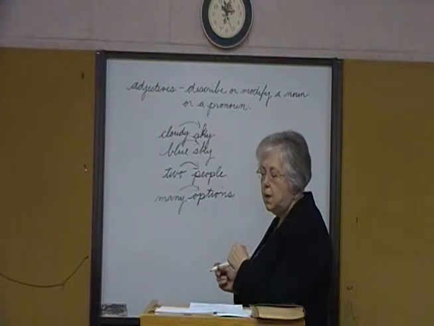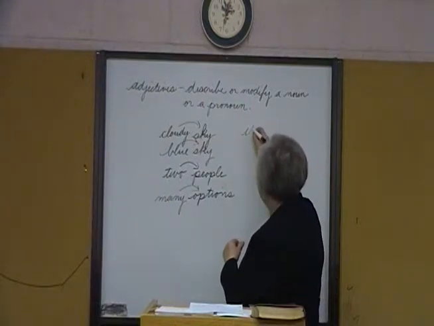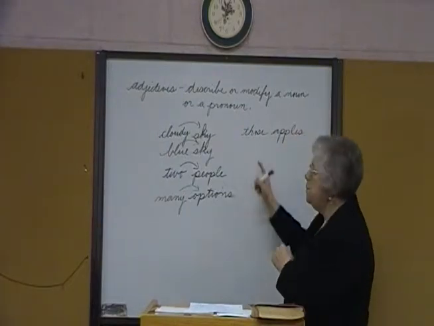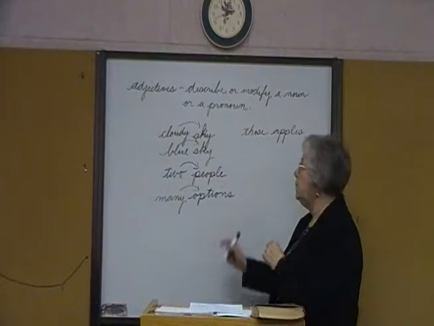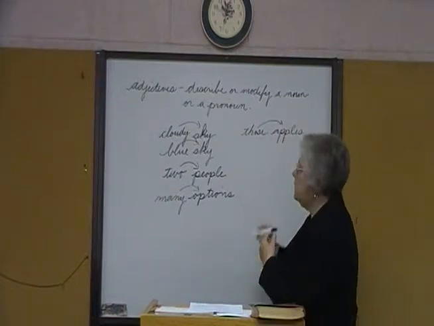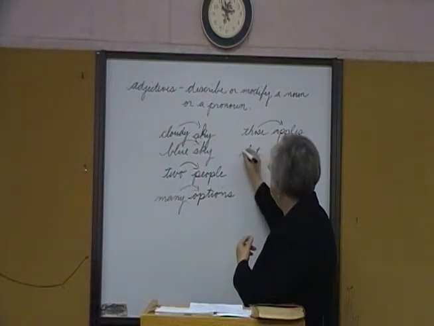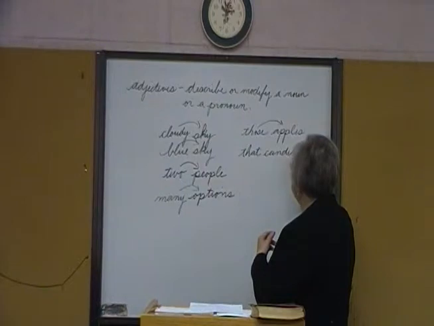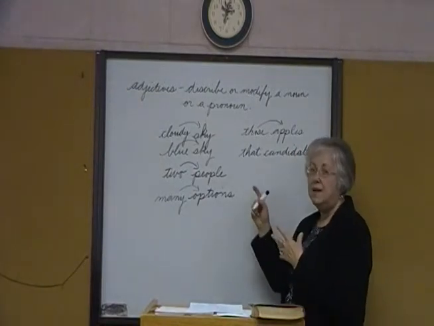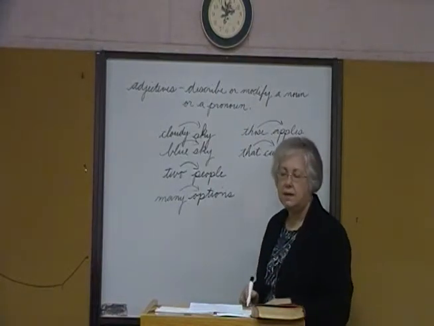Other examples of pronouns that can be used as an adjective are those apples. You remember the word those was a demonstrative pronoun. Well, in this example, it's not being used as a pronoun, it's being used as an adjective, describing apples. Another example is that candidate. That is also a demonstrative pronoun, but in this example, it's being used as an adjective. It's identifying candidate, that candidate.